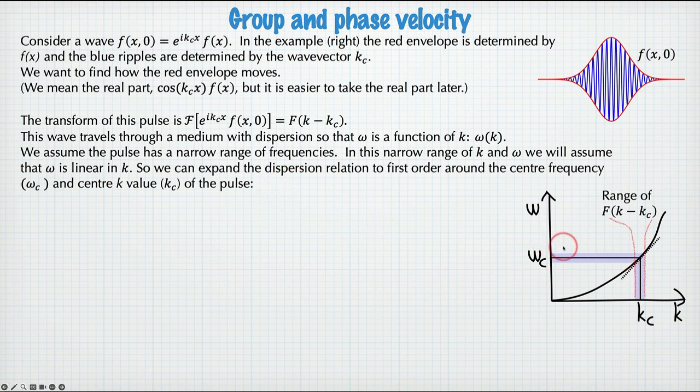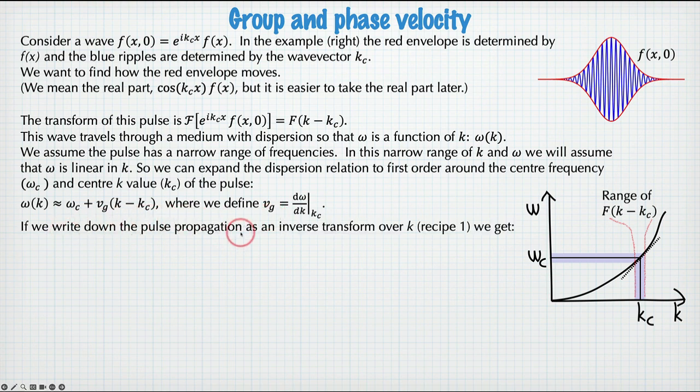So if we do have an approximately constant slope, we can expand our dispersion relation to first order around the center frequency kc. So we get omega of k is approximately equal to omega c, which is the center frequency here, plus the derivative d omega dk, which I'm going to identify here as Vg, some constant, multiplied by k minus kc. So that's our linear expansion. And you may have already guessed that Vg is going to be our group velocity.